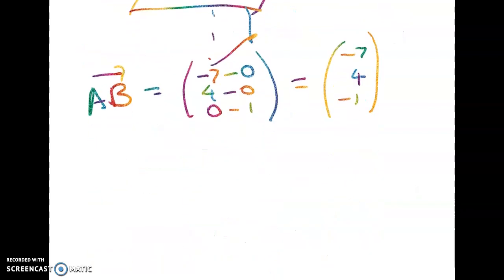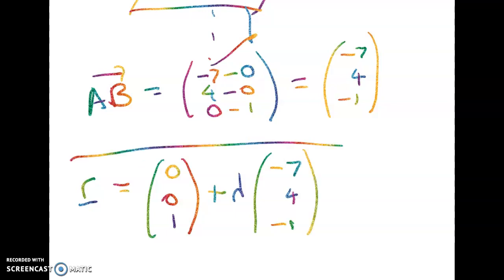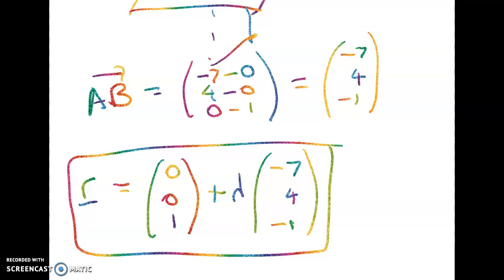So the equation of the line can be written like this: R is equal to 0, 0, 1 plus lambda times negative 7, 4, and negative 1. So there we go, that's the line of intersection. There's not a unique solution. So if you're doing these problems in the library at lunchtime with your mates and you get different answers, you're not necessarily both wrong. It will depend on how you've gone.